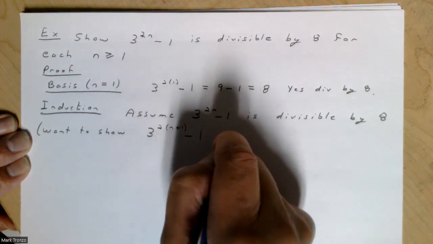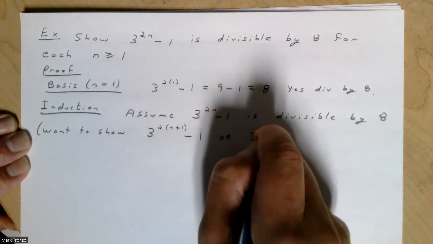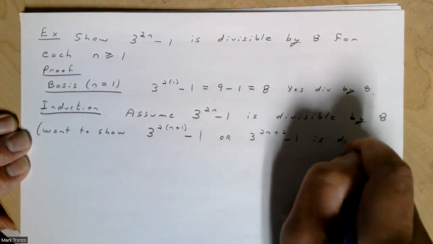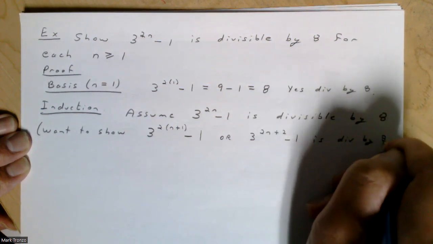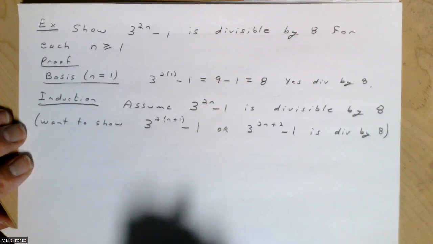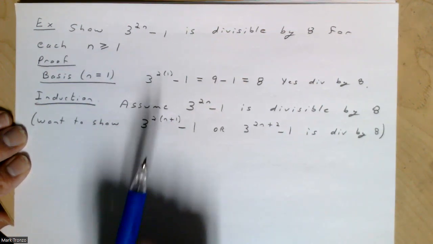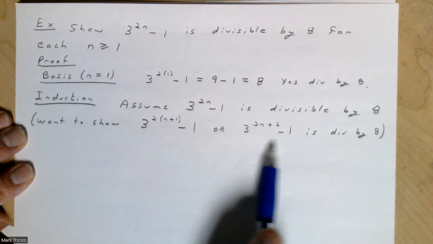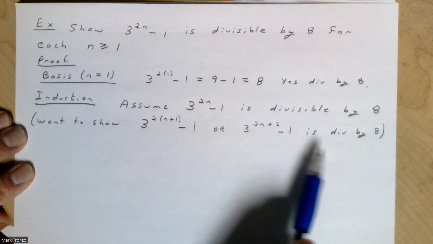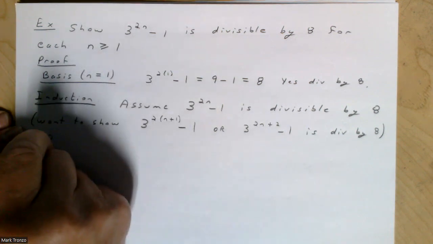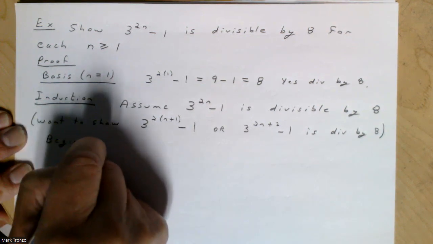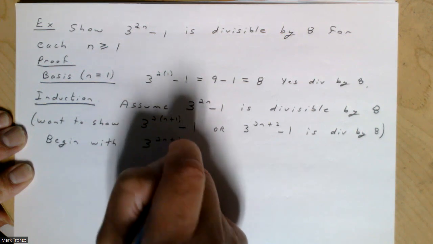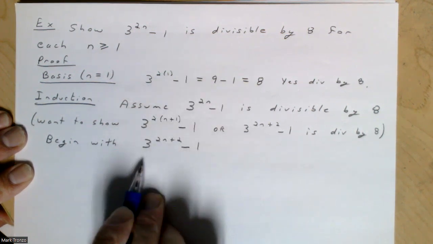Or let's maybe clean this up a little bit. Or 3 to the 2n plus 2 is divisible by 8. So, as I said before, when we're doing these divisibility problems, we'll start with what we're trying to show. Start with that expression and show that it is, in fact, divisible by 8. So begin. Again, we can begin with this expression. We can't assume it's divisible by 8, but we can at least begin with this and show it is.